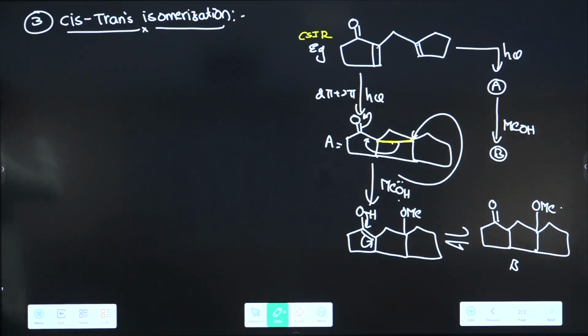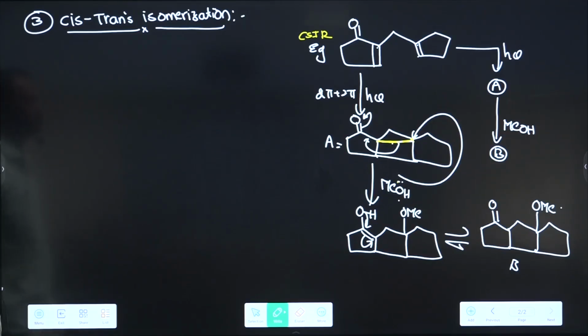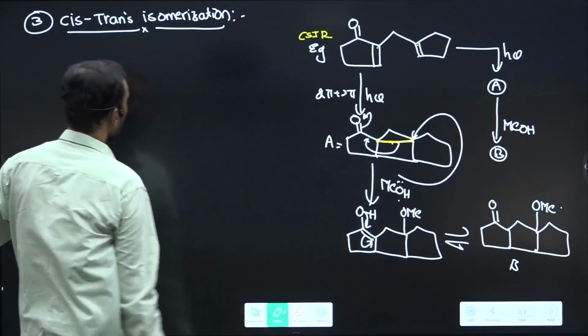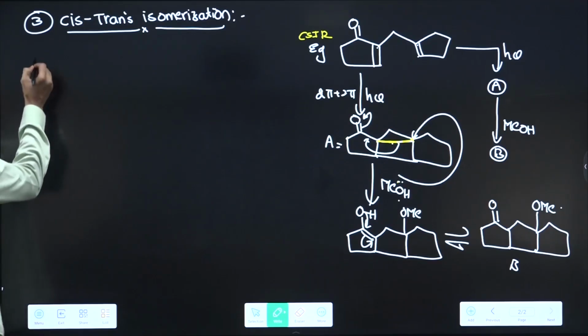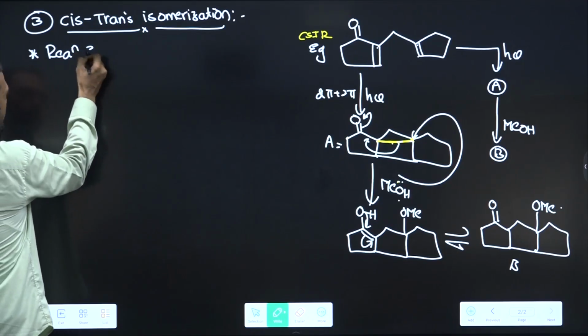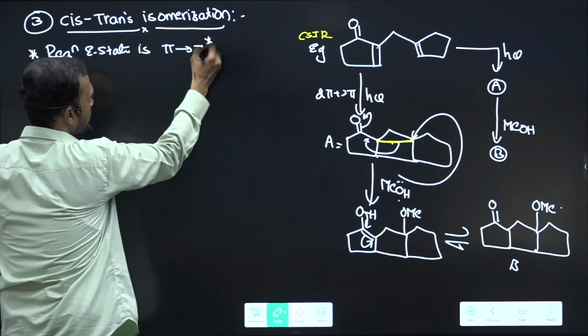Photocyclodimerization and photocycloaddition is over. Next is cis-trans isomerization, very small one. Cis-trans isomerization. The reaction excited state here is pi to pi star triplet.